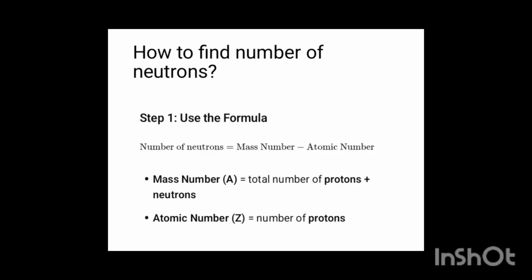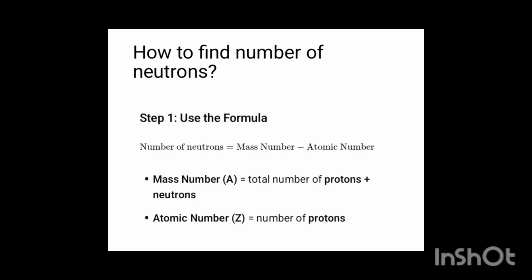Now, how to find the number of neutrons? Use the formula: number of neutrons equals mass number minus atomic number. You can simply subtract the atomic number from the mass number. If the atomic number is not given to you, that means it is the number of protons or electrons, but mainly it's the number of protons.